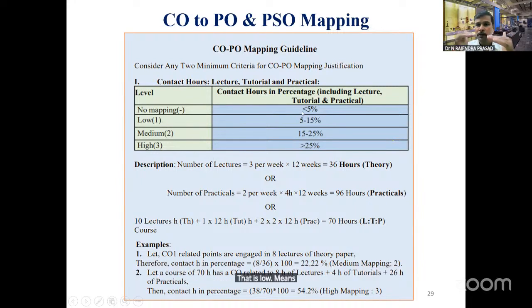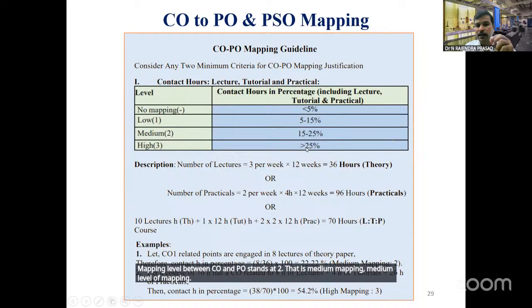It means out of a 16 hours paper, you are dedicating only 5 to 15 percent of the total duration of 16 hours, say 0.8 to 2.4 hours, for a particular course. You can map that particular CO with the relevant PO with level 1. Similarly, if the percentage of duration to cover the content related to a particular CO is between 15 and 25 percent, the mapping level between CO and PO stands at 2. That is medium mapping, medium level of mapping.